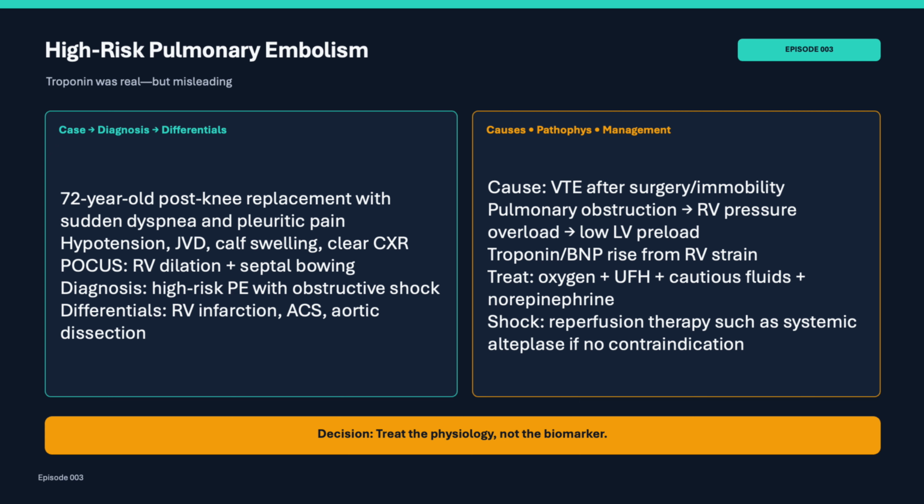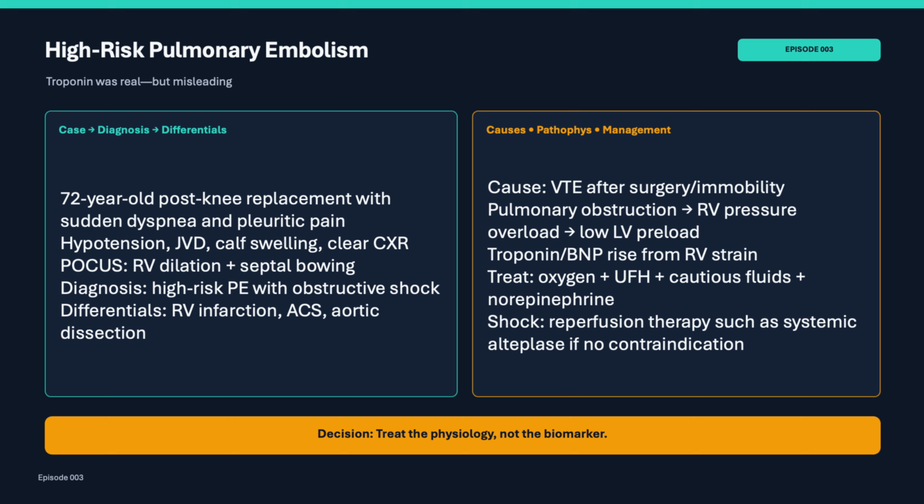The elevated troponin did not necessarily represent coronary plaque rupture. It could represent myocardial injury caused by acute right ventricular pressure overload and ischemia. This was one of the most important lessons from the episode. Troponin tells us that myocardial injury occurred. It does not independently tell us why.